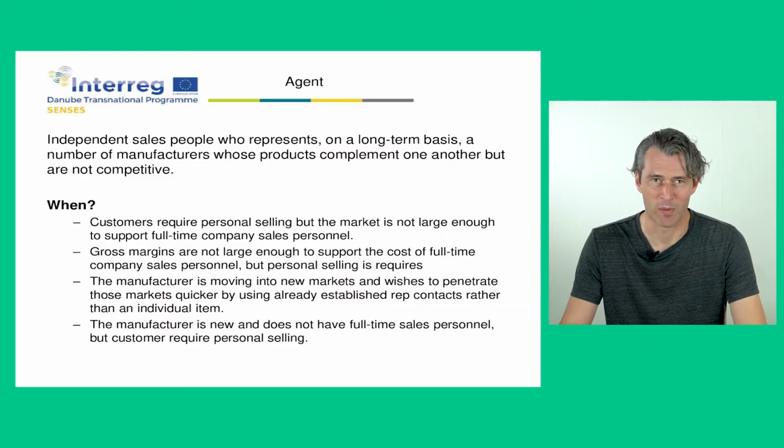Agents are independent salespeople who represent, on a long-term basis, a number of manufacturers whose products complement one another but are not competitive. We can choose them when customers require personal selling, but the market is not large enough to support a full-time company sales personnel, or gross margins are not large enough to support the cost of a full-time company sales personnel, but personal selling is required. Or the manufacturer is moving into new markets and wishes to penetrate these markets more quickly by using already established rep contacts. The manufacturer is new and does not have full-time sales personnel, but customers require personal selling.